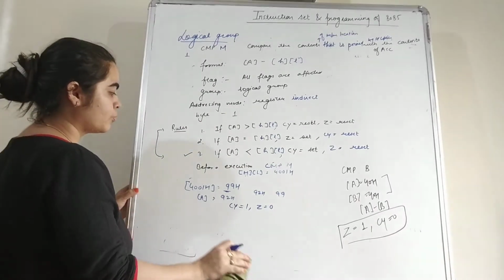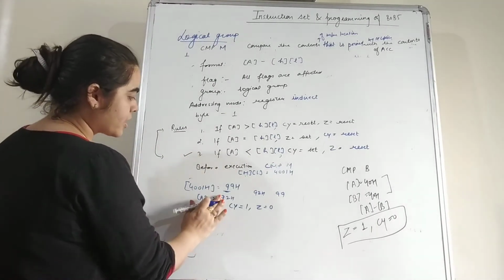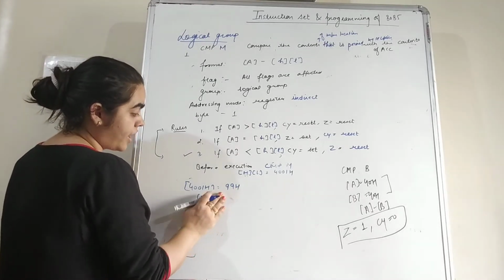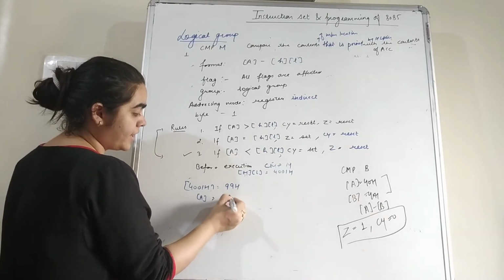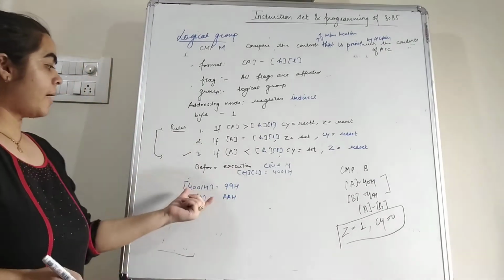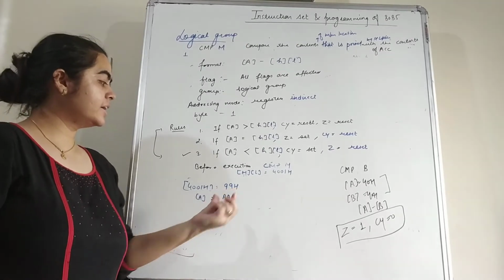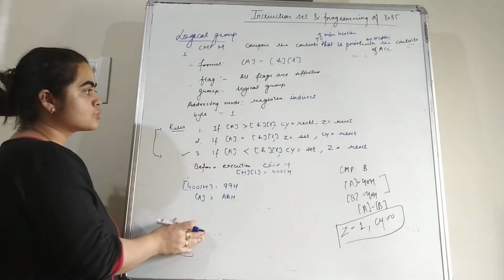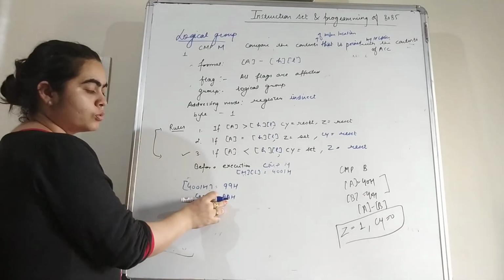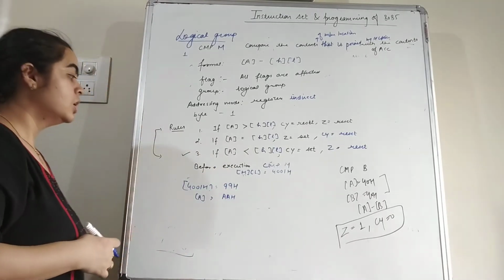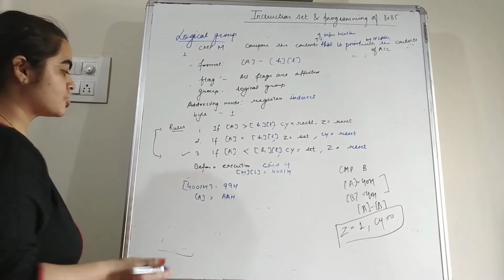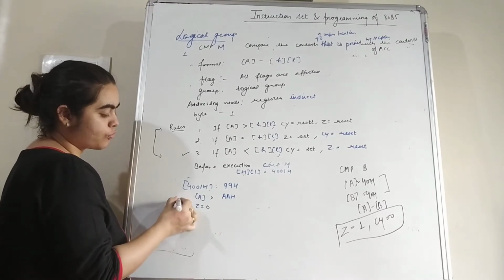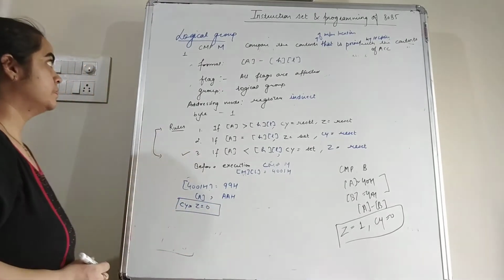Again we can take one more example. For example, in accumulator now we have contents AAH, and in memory location we have contents 99H. So if we compare these two contents, then according to the result, now the contents of accumulator are greater than the contents that are present in the memory location, then we reset both carry as well as the zero flag equal to 0.